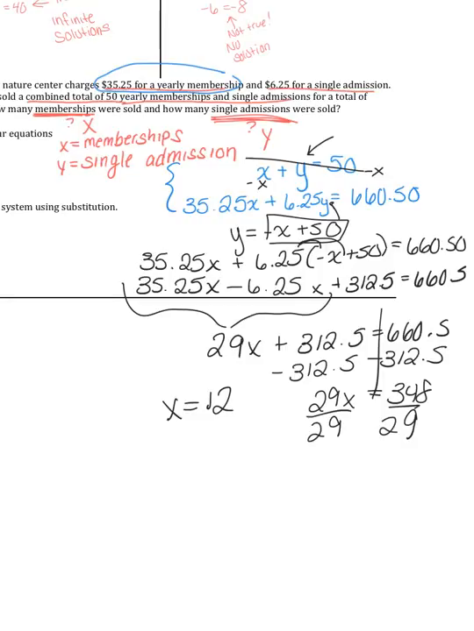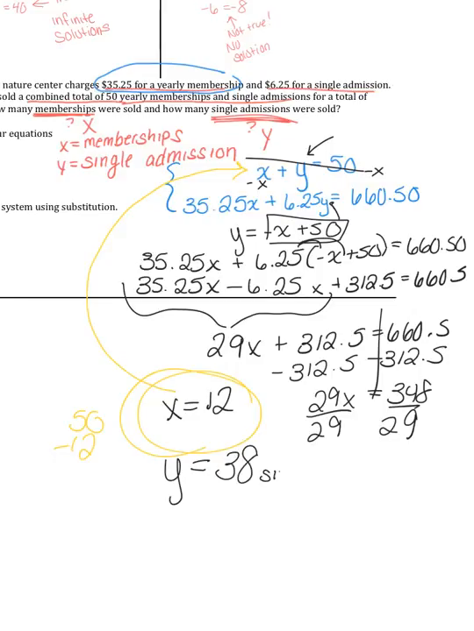So now let's take this information, guys, and bring it back to that original equation that I made. If I know that there's 50 altogether sold, 12 of which were memberships, I'm going to take the 50, take away 12, and that's going to give me y, right? So that would give me a y value then of 38, single and membership.